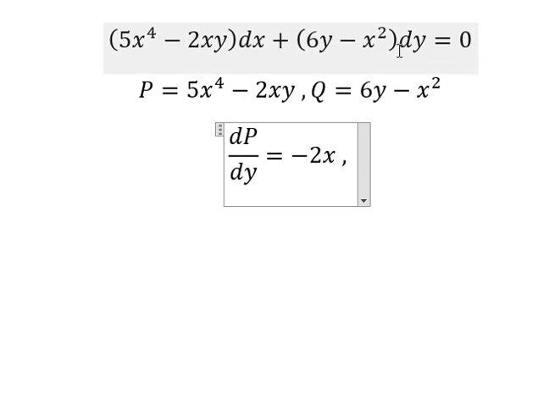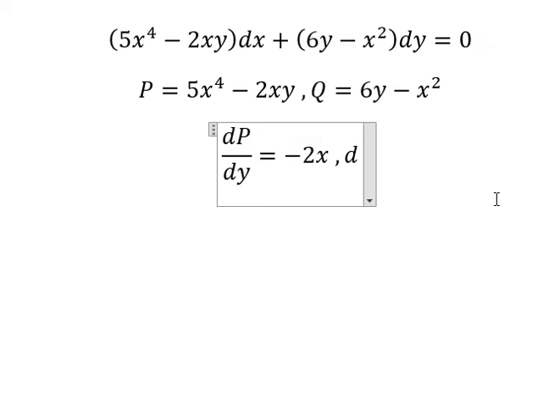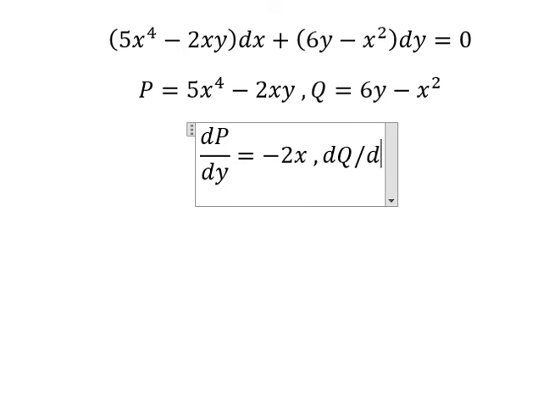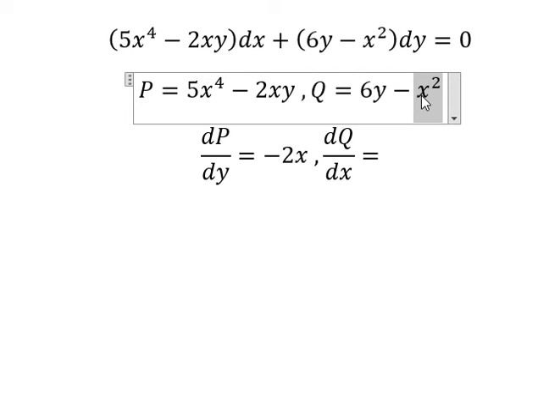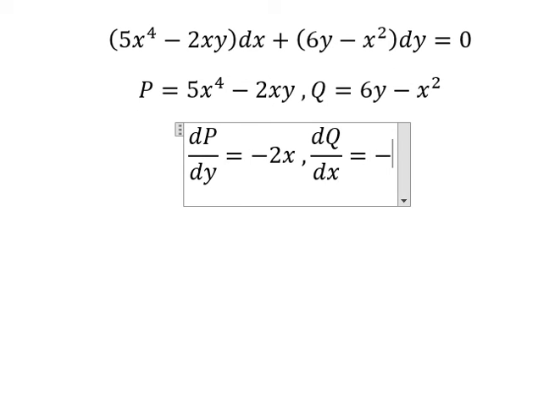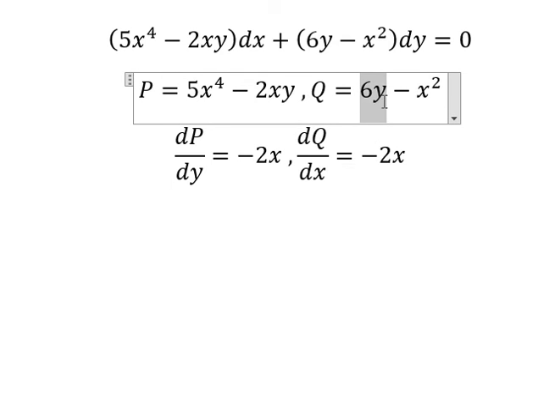Next we have dy. So we need to do first the derivative of q with respect to x. So we just have this one in here. First the derivative of x squared, we have 2x. This one we don't have x, so you got 0.